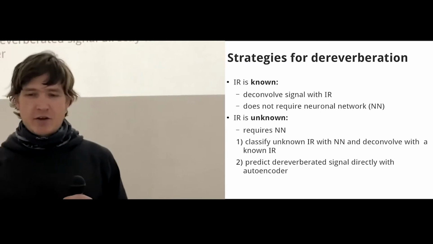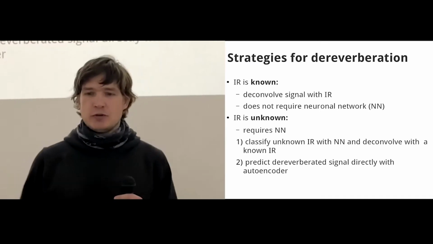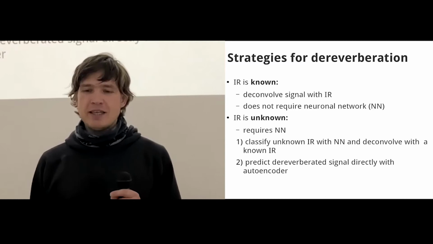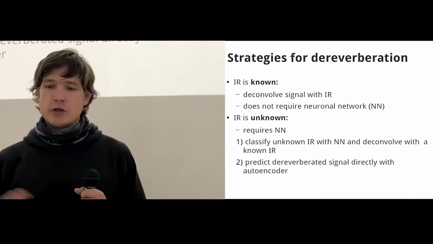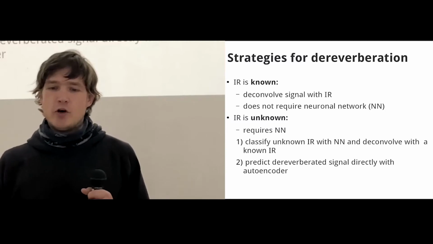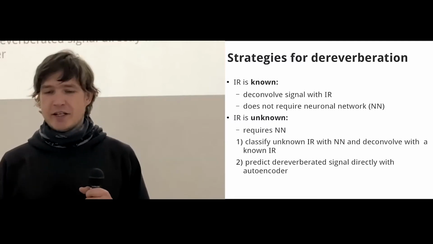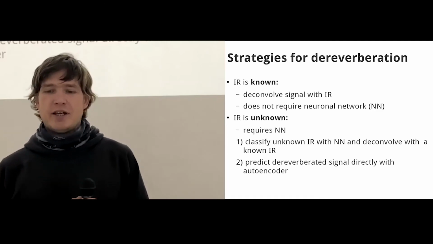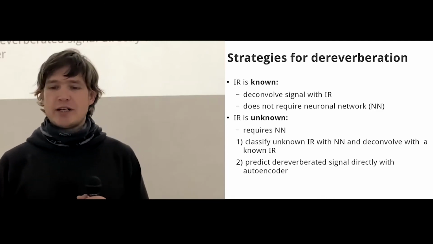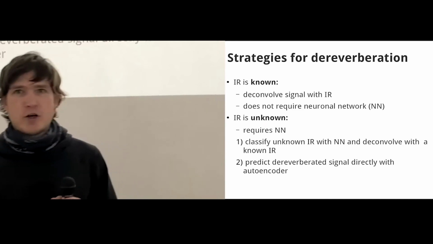So then we thought about two different strategies to do that task. The first is to classify the unknown impulse responses with a neural network and then deconvolve with a known impulse response. I will explain that a little bit more in detail on the next slide. And the other approach is to predict the dereverberated signal directly with an autoencoder. Oskar will tell you more about that.